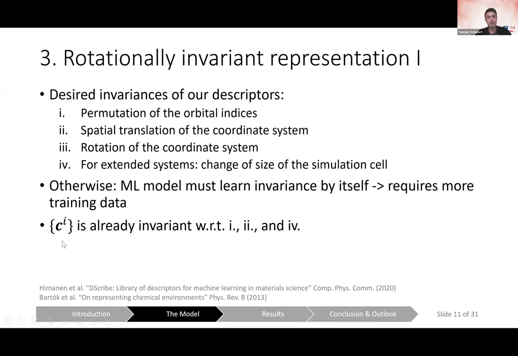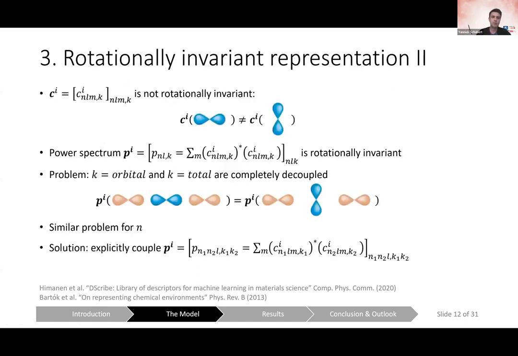As you might see, the coefficient vectors are already invariant with respect to 1, 2, and 4, but they are not yet rotationally invariant. And what this simply means is that you get a different coefficient vector if you rotate the whole coordinate system. And this is not what we want, because we know that if we rotate the whole coordinate system, this corresponds to the same physical system, and it also will correspond to the same screening parameter.